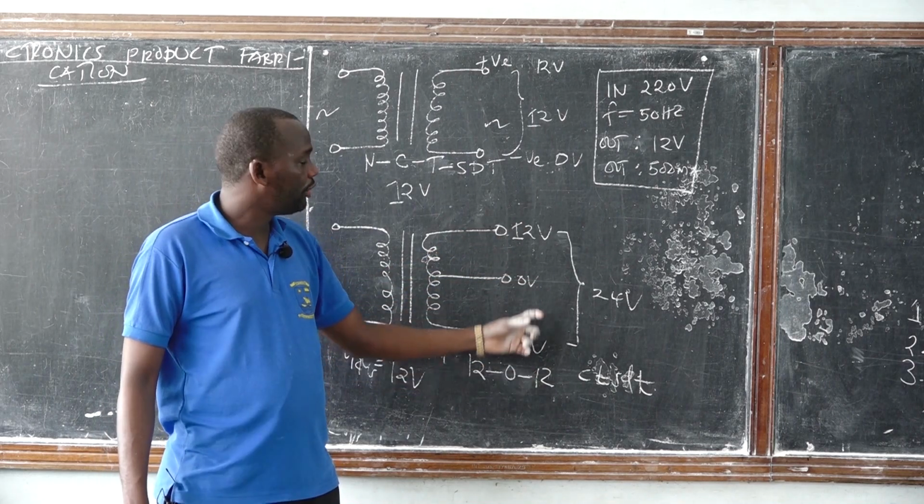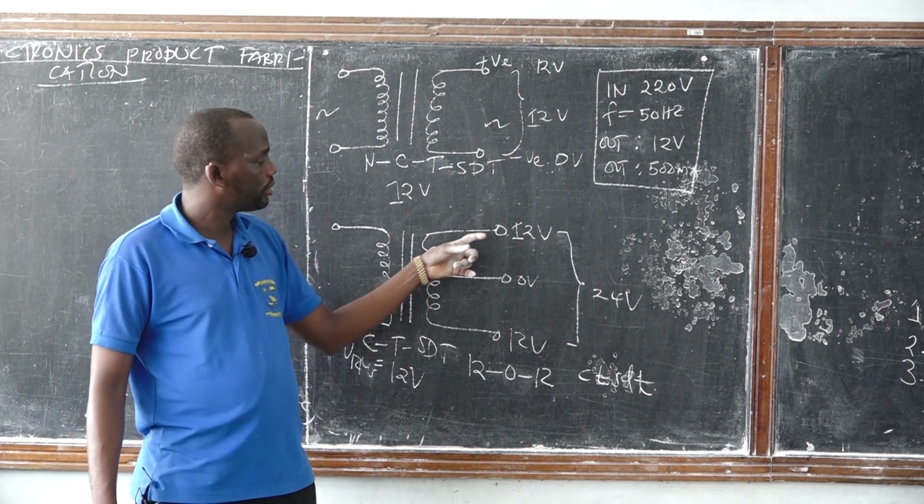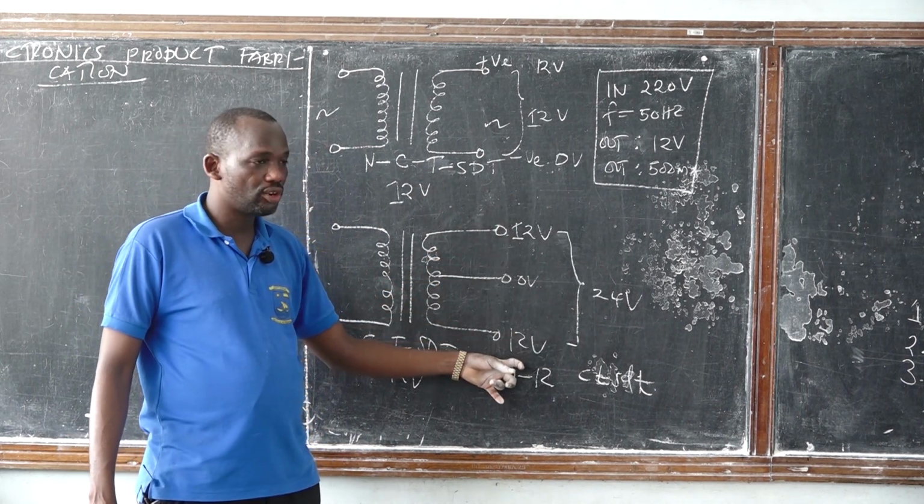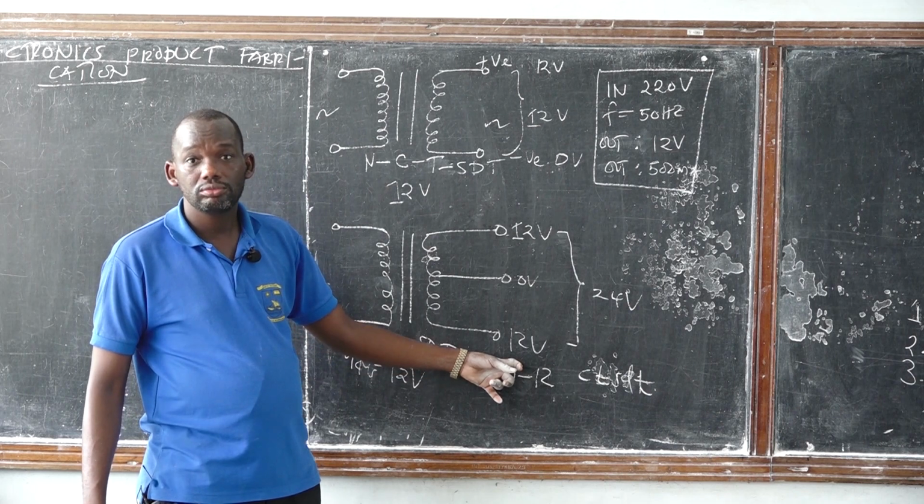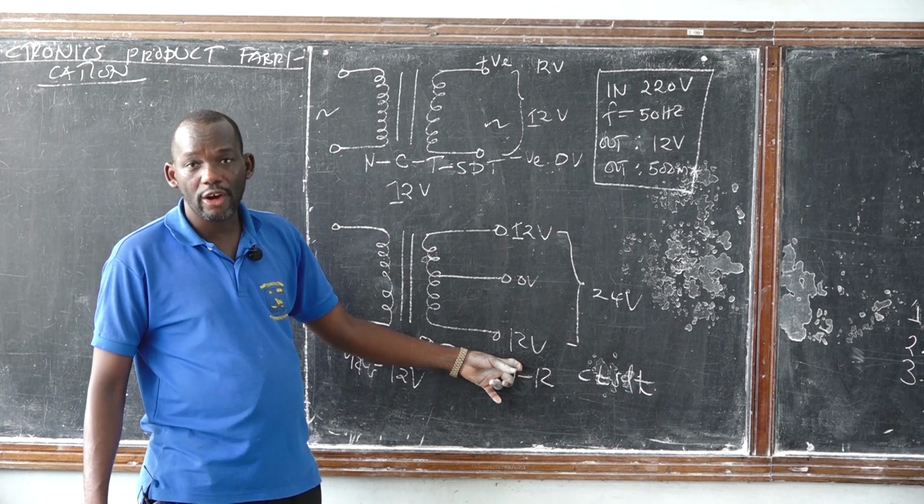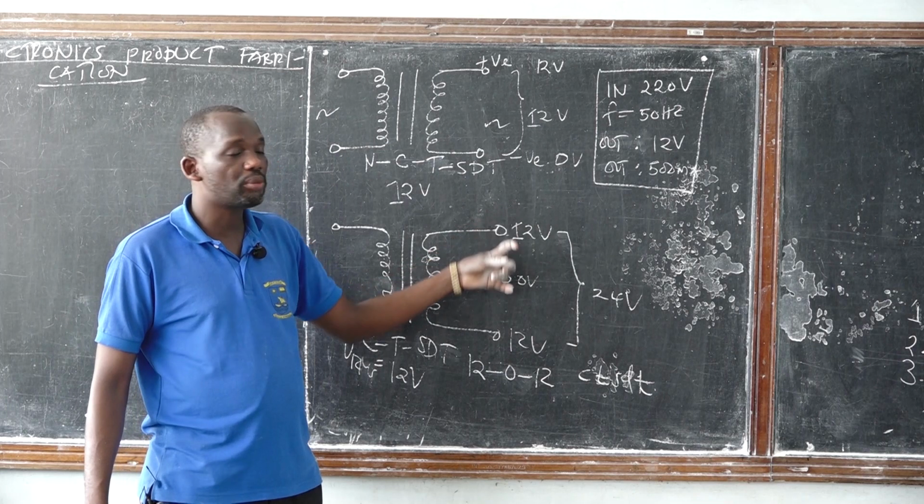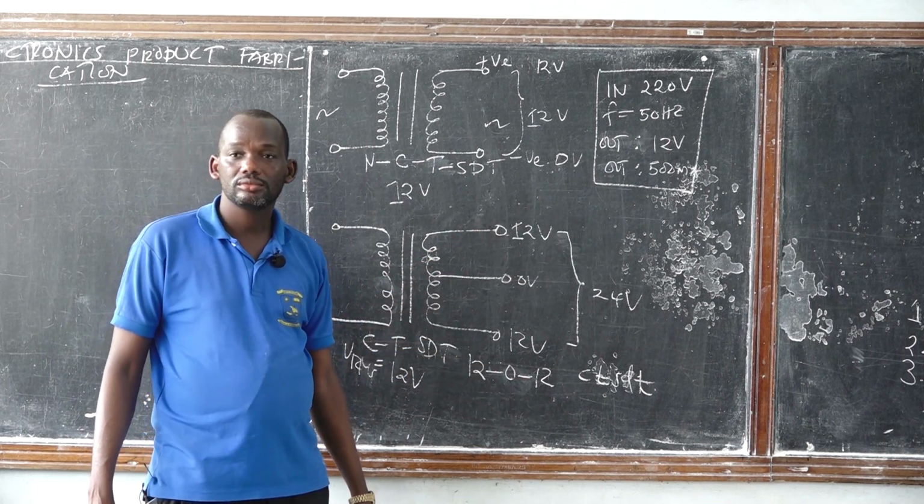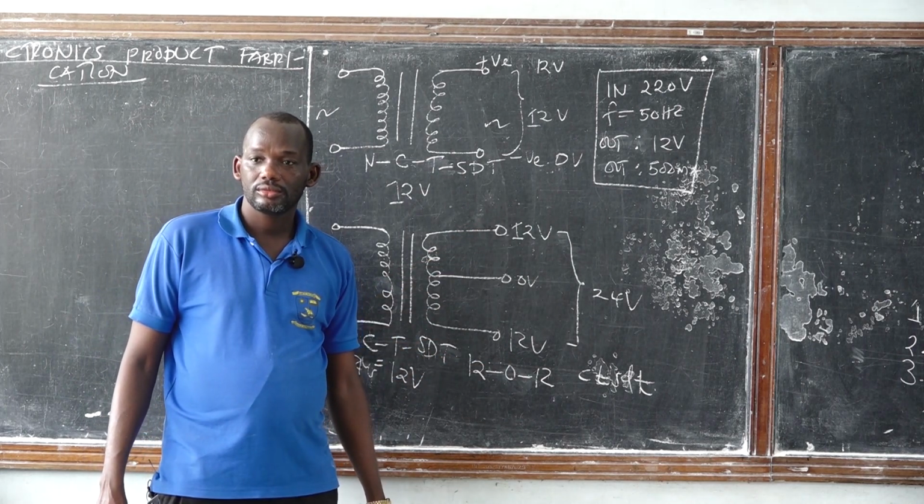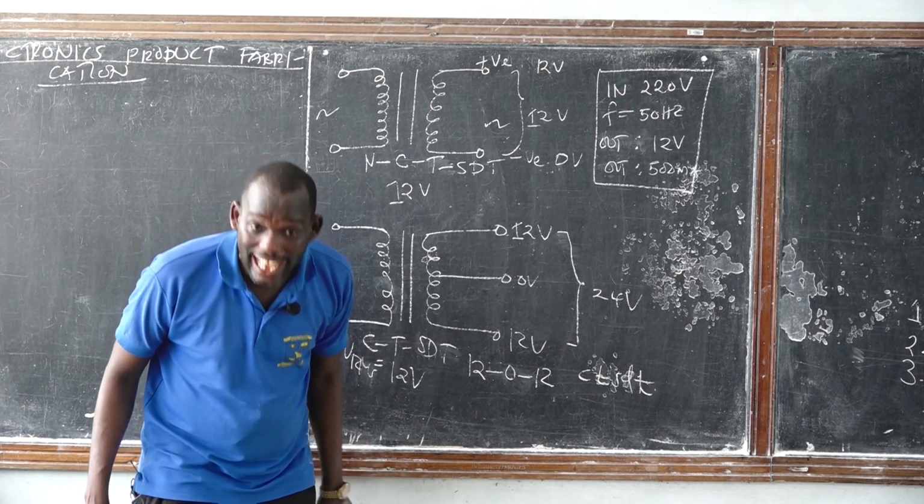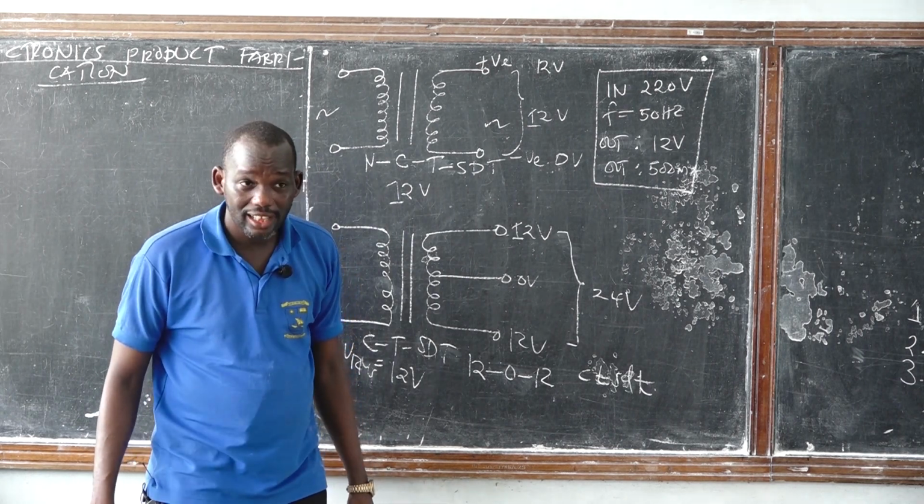Right? But if you measure the output voltage between this terminal and this terminal, it's 24. How do we get 24? It's 12 volt plus 12 volt. Okay? Okay, class? Is it clear?